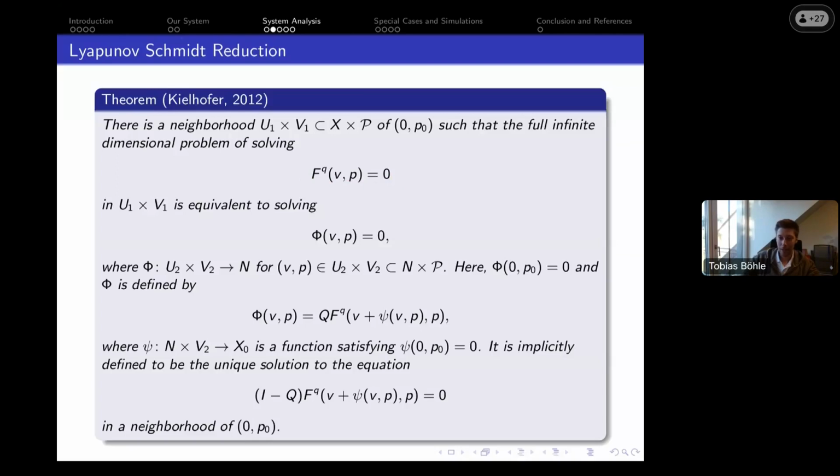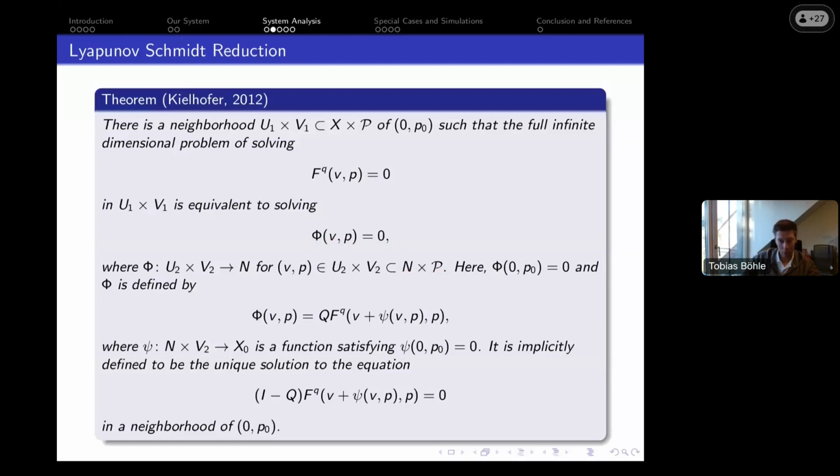But then the Lyapunov-Schmidt reduction tells you that this infinite dimensional problem is equivalent to solving such a problem here, where now you have a function phi that takes a function v and the parameter p and maps it into the null space. So v is an element from the null space, and p is an element from the parameter space.